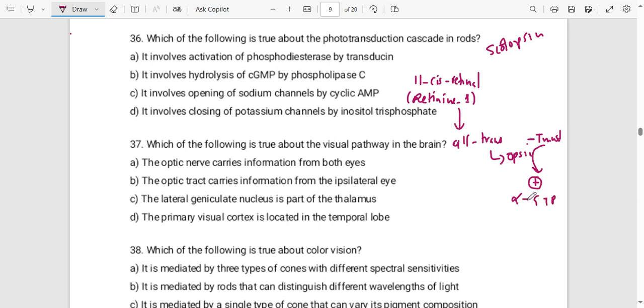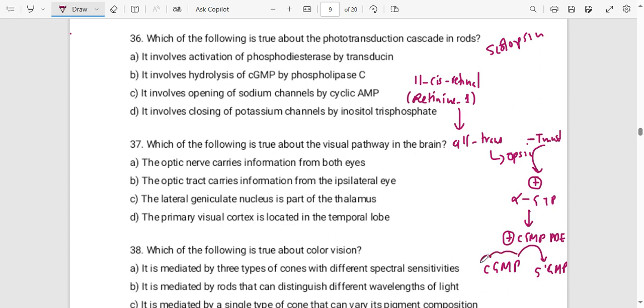This alpha segment is now going to go and activate cyclic guanosine monophosphate phosphodiesterase, cGMP phosphodiesterase. Now, the phosphodiesterase enzyme is the enzyme that breaks down cGMP into its inactive form, which is 5'-GMP, or guanosine monophosphate.